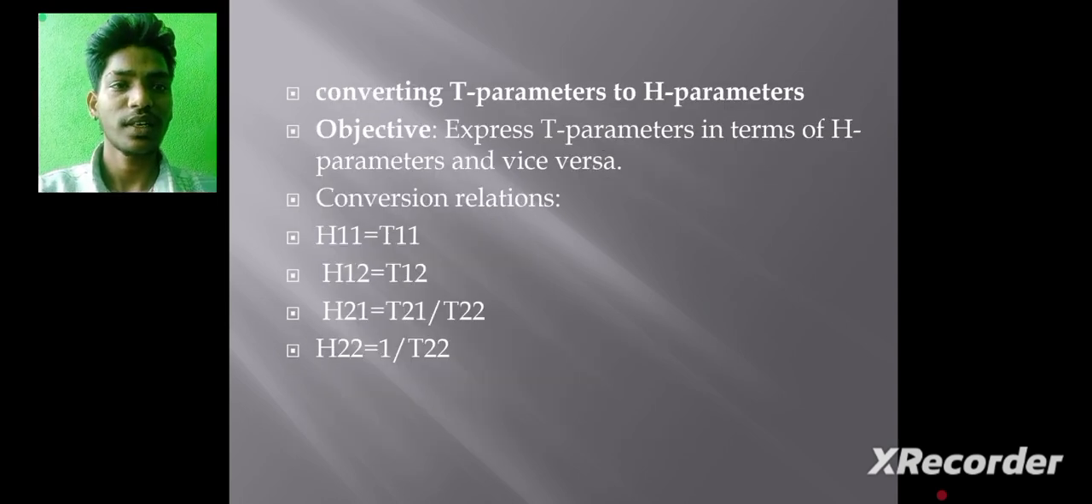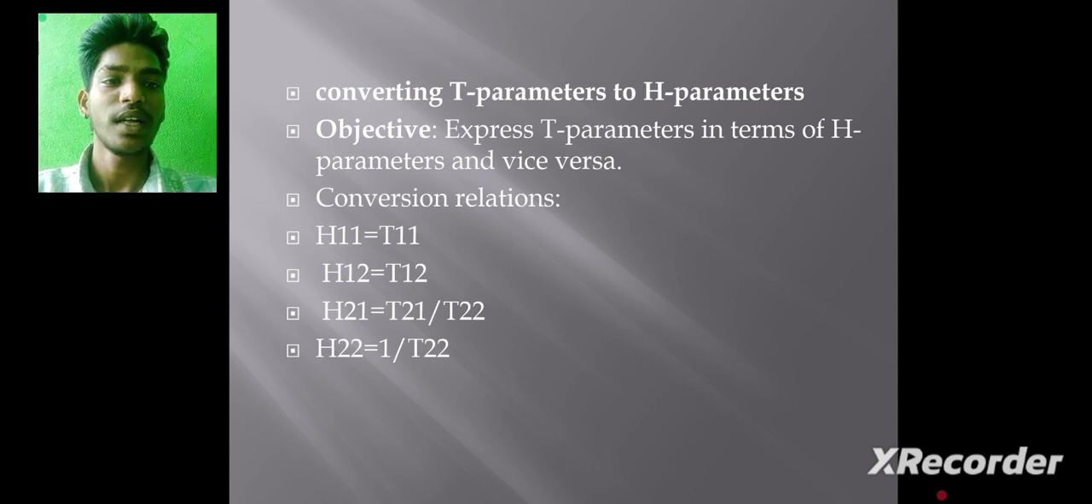Now we can see the converting of T parameters into H parameters. Objective: express T parameters in terms of H parameters and vice versa. Conversion relations: H11 equals T11, H12 equals T12, H21 equals T21 by T22, H22 equals 1 by T22. Now we can see the conversion equations.